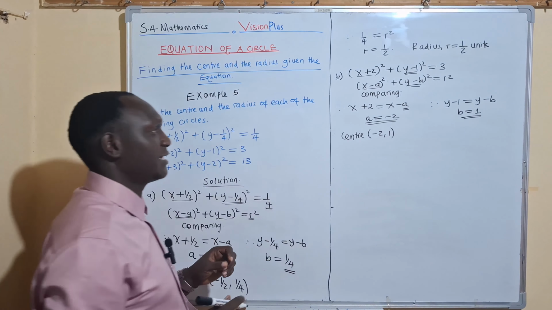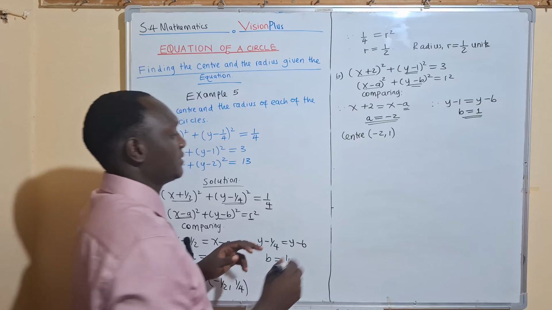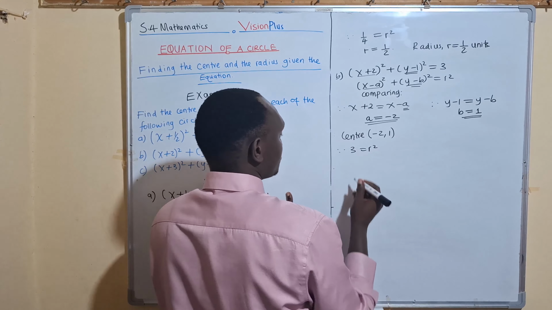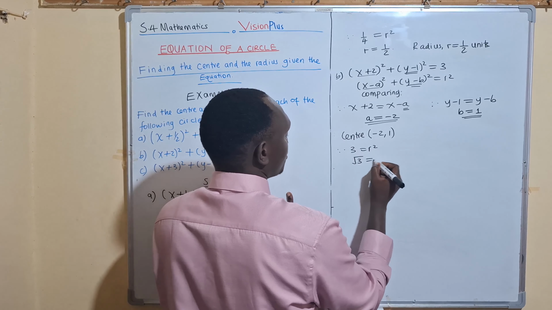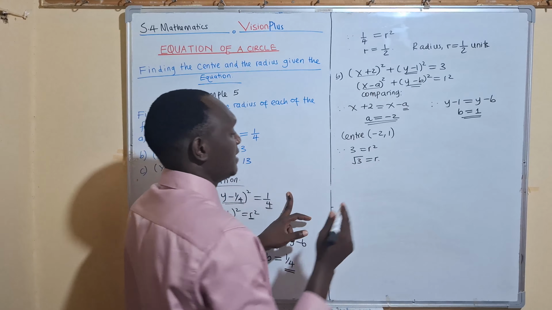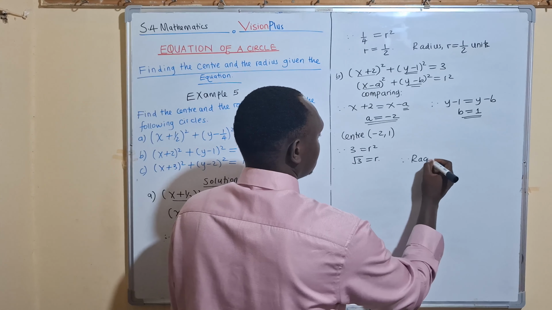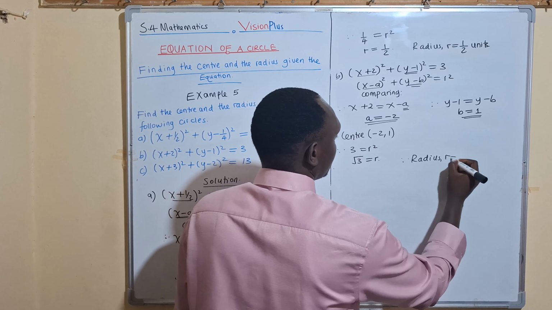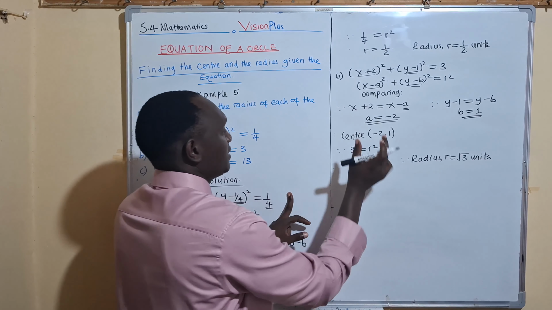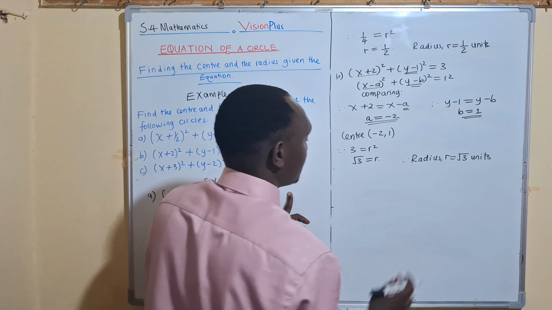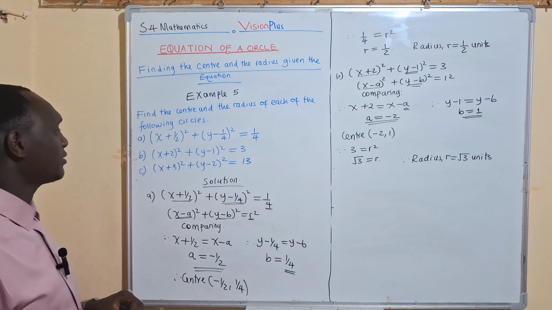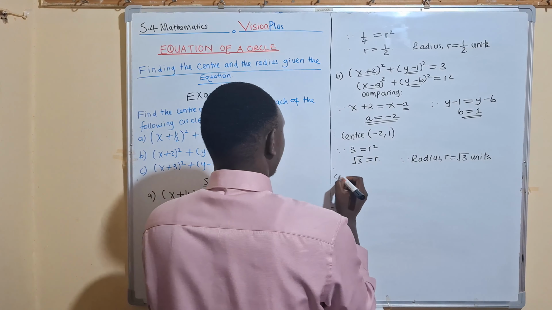And then you go to the radius, you compare 3 equals r squared. Take the square root on both sides. You find the root of 3 equals the radius. If you want to write in decimal places, write it to four decimal places. Therefore, the radius r is root 3 units. So for part B, the center is (−2, 1) and the radius is root 3 units.